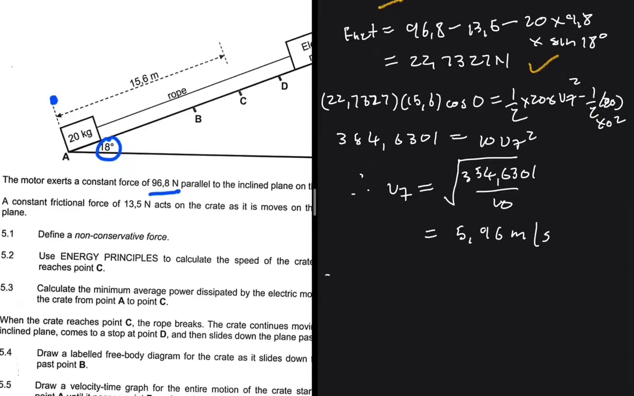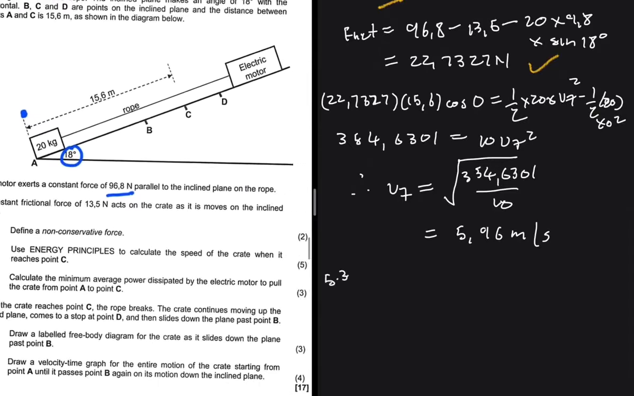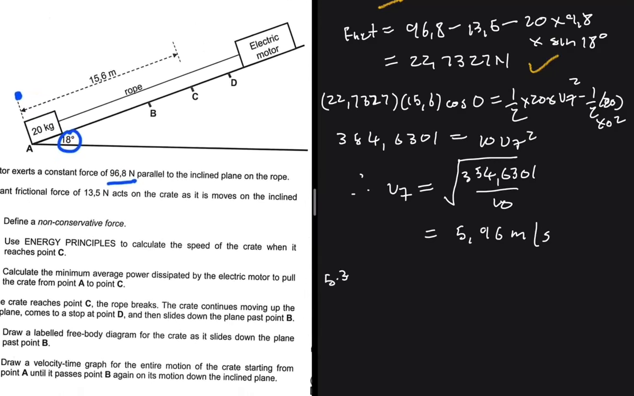Let's move to 5.3. So 5.3 is saying that let's calculate the minimum average power dissipated by the electric motor to pull the crate from point A to point C.